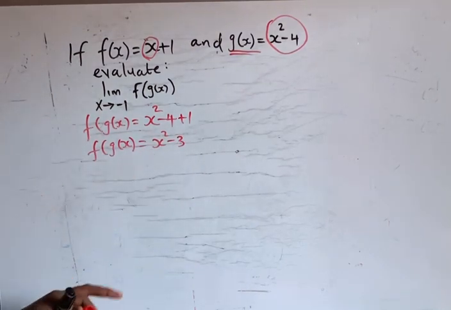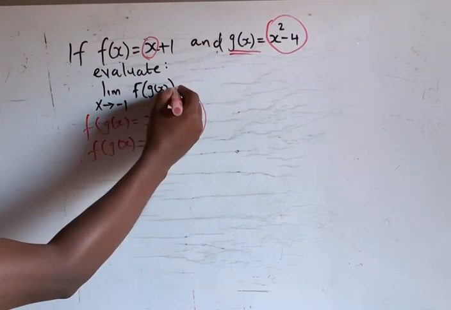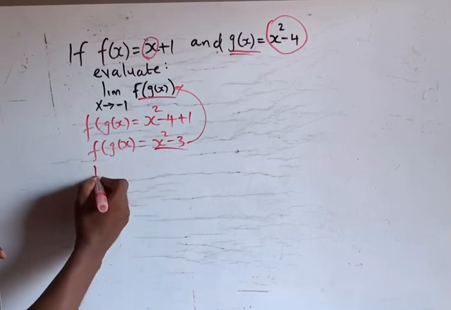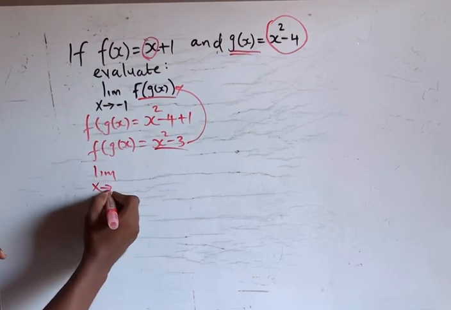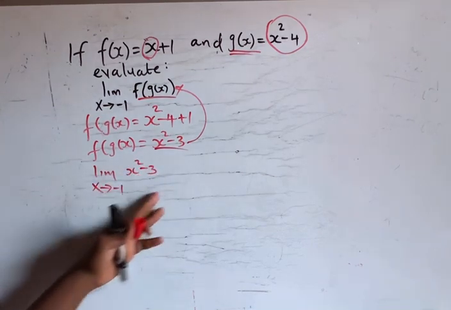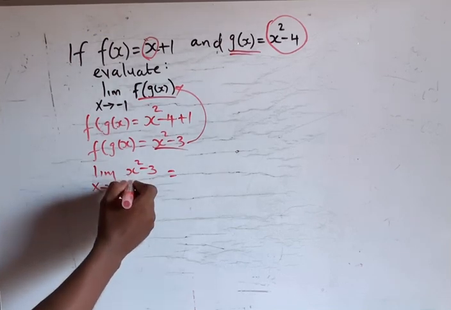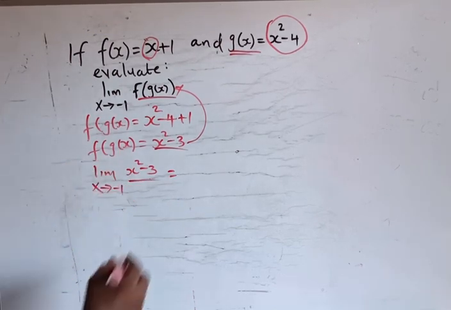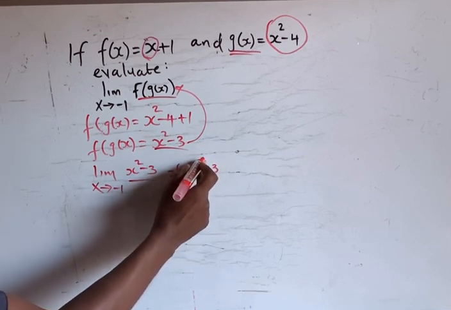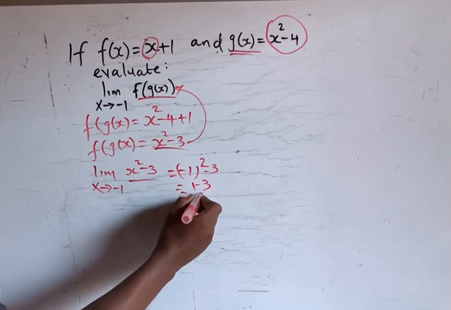Having said that, now that we have the function f of g of x, we can go back to our original function, that is the limit, and replace this with that. So we'll have the limit as x approaches -1, x squared minus 3. And therefore, the output here is, we can just plug in -1 with this function: -1 squared, then minus 3, and this gives us 1 minus 3, which is -2.